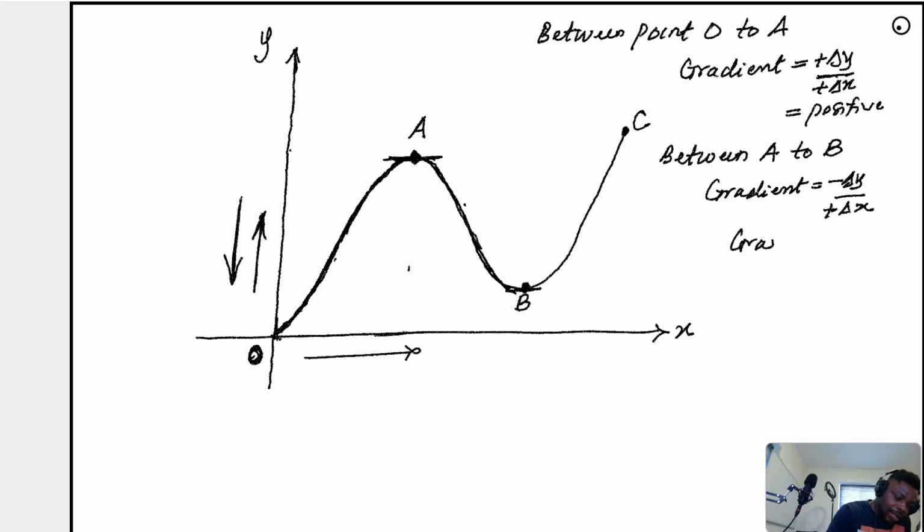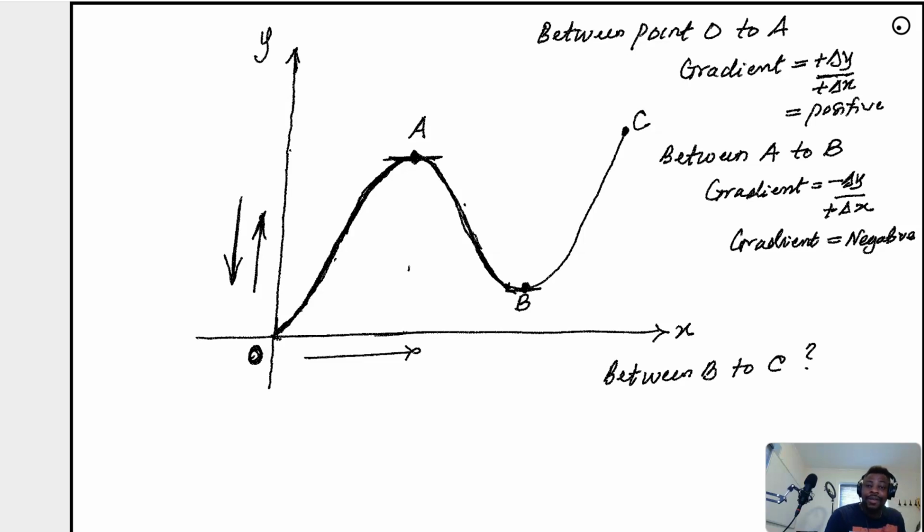So gradient at that point is going to be negative, okay? Gradient is negative. So gradient here is positive, while gradient here is negative. So what do you think is going to be gradient between B to C? Pause the video and let me know what you think.